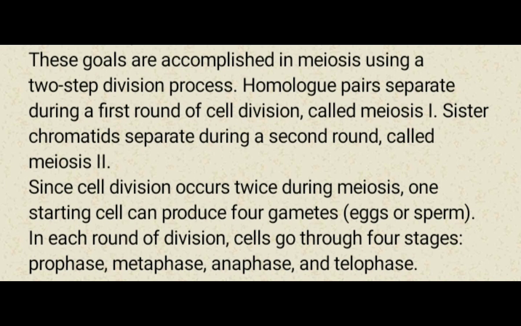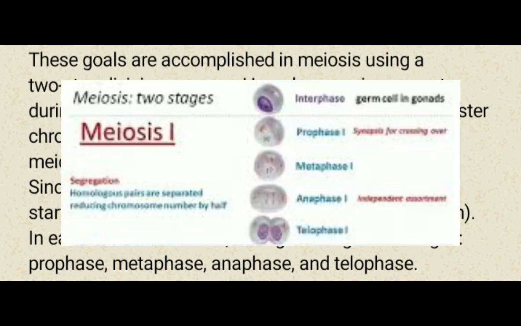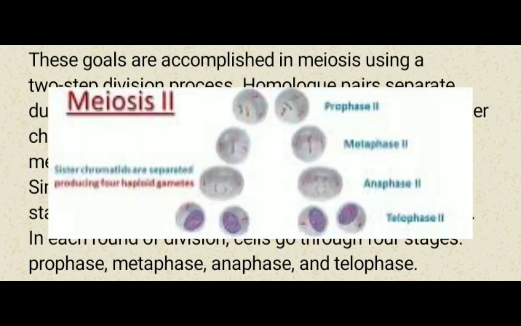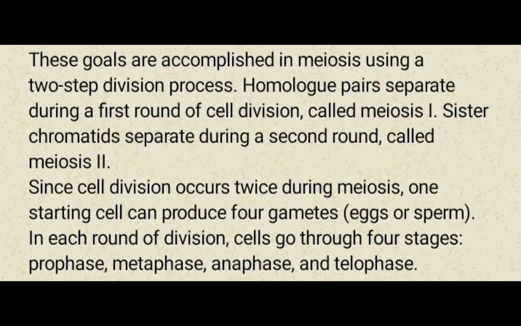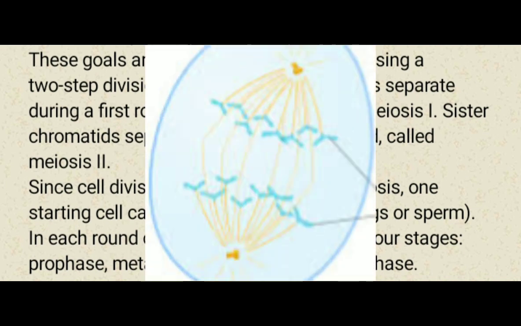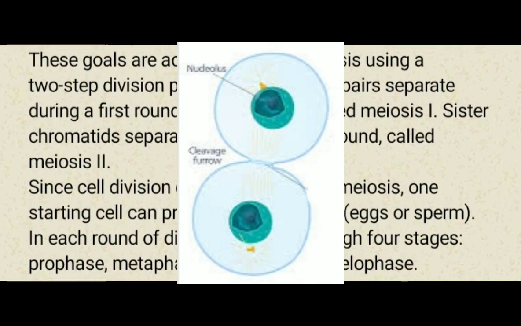Homologue pairs separate during a first round of cell division, called meiosis I. Sister chromatids separate during a second round called meiosis II. Since cell division occurs twice during meiosis, one starting cell can produce four gametes, eggs or sperm. In each round of division, cells go through four stages: prophase, metaphase, anaphase, and telophase.